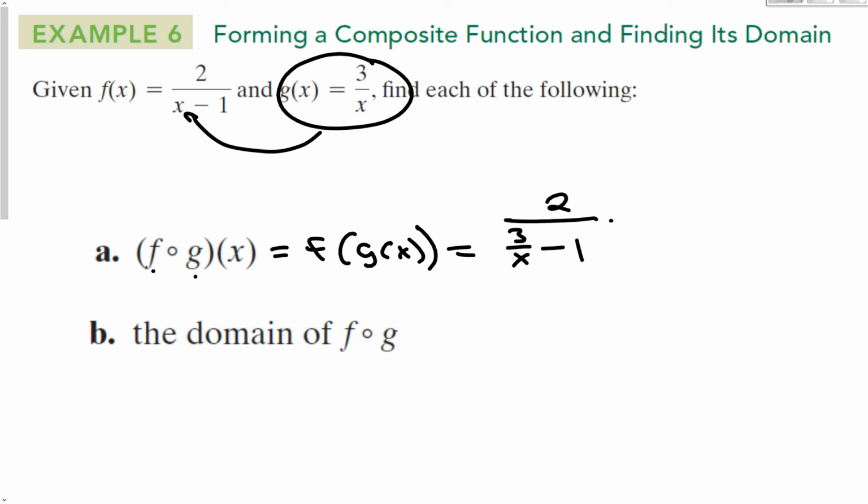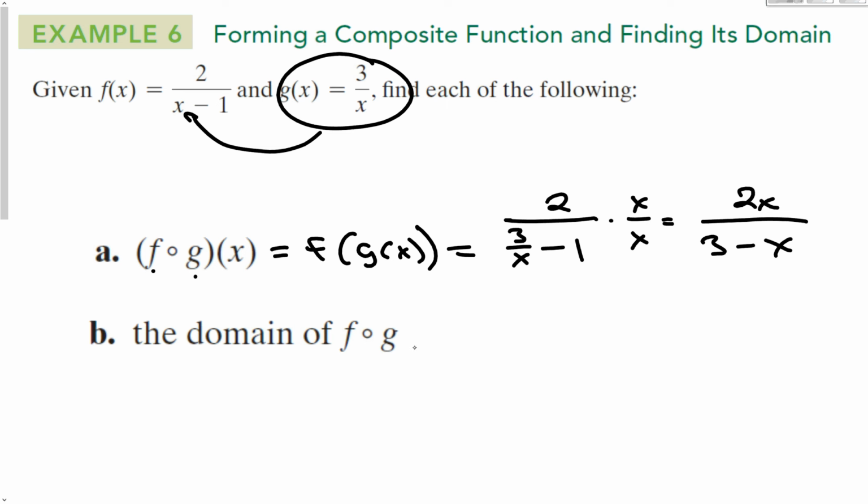So in order to clear this up, I'm going to multiply the top and the bottom by the least common denominator of all three terms. So the denominator right here would be a 1 if I wrote that as a fraction, a 1 and an x. So I'm going to multiply the top and the bottom by x over x to give me 2x over x times 3 over x is 3. X times negative 1 is x. And so there's my composition function, f of g of x.